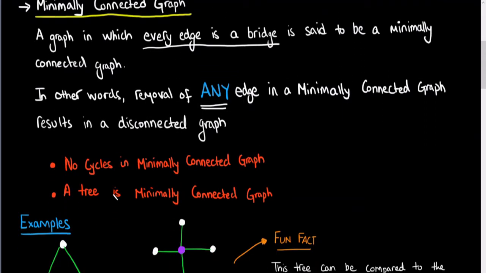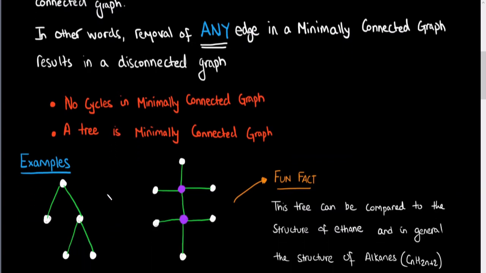Cool. So there are a couple of pointers for a minimally connected graph. There are no cycles present in a minimally connected graph, and a tree is a minimally connected graph. Okay, so these are just the 2 pointers. So these are a couple of examples of trees. You see that in your first example, you don't have any cycles, and this is an acyclic connected graph. So this is a tree.